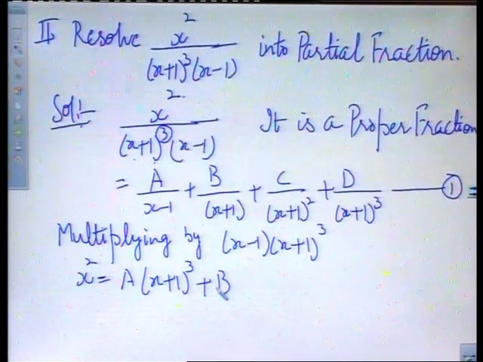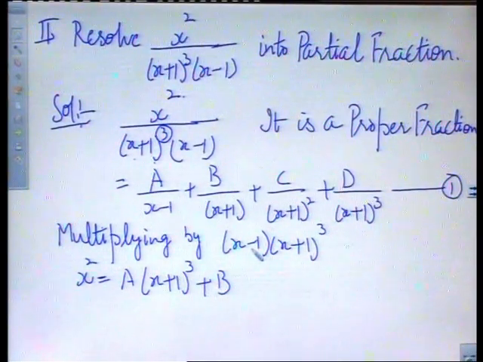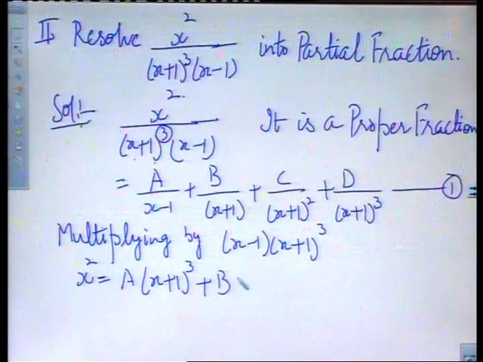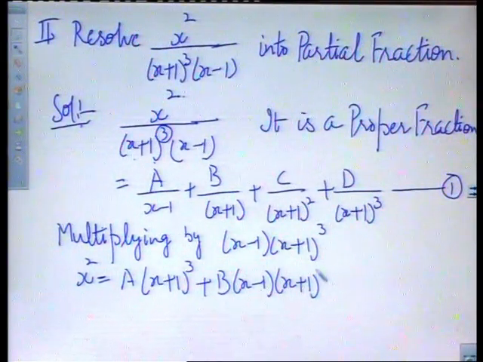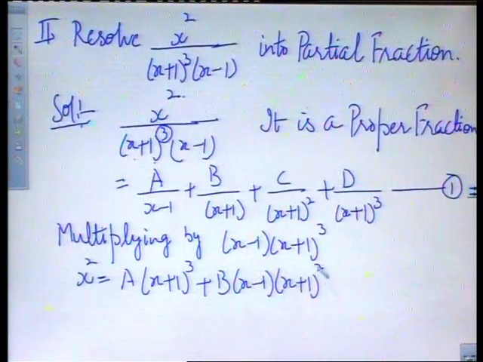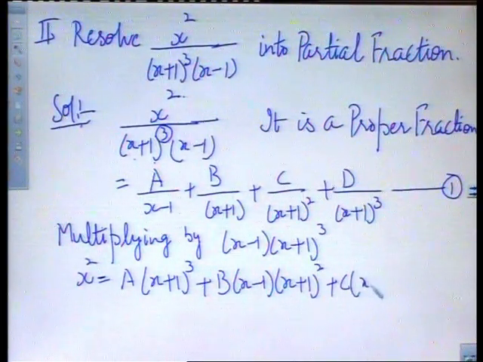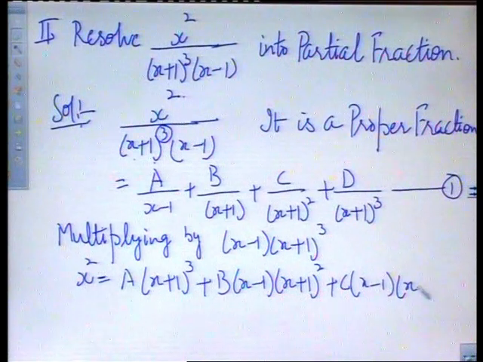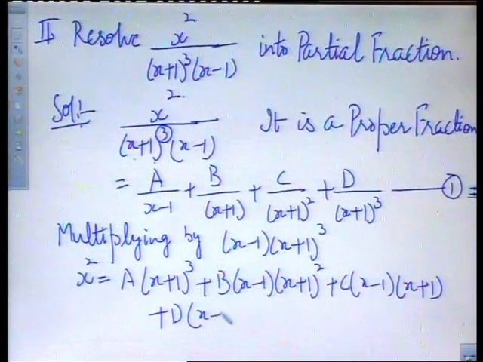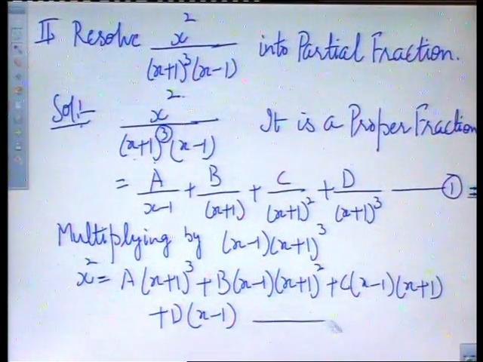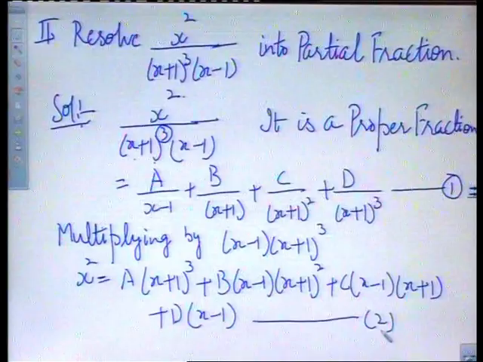When we multiply this by x minus 1 into x plus 1 cube, we get this as x minus 1 into x plus 1 square, and C as x minus 1 into x plus 1, and the last as D into x minus 1. Let us take this equation as equation number 2.